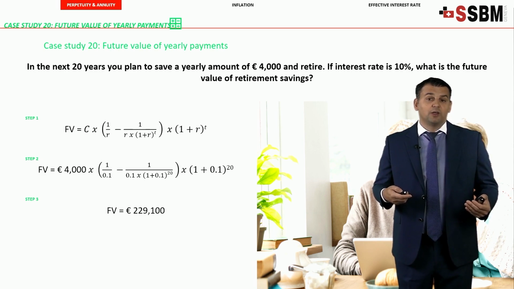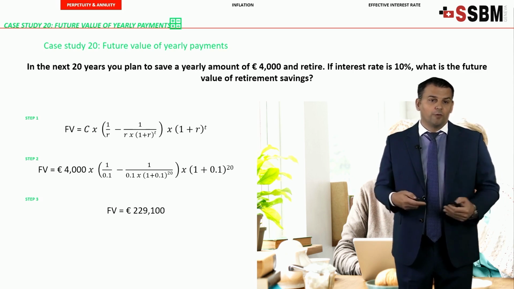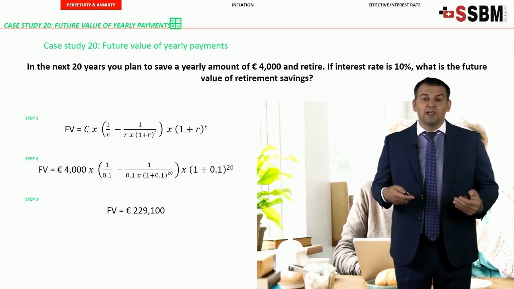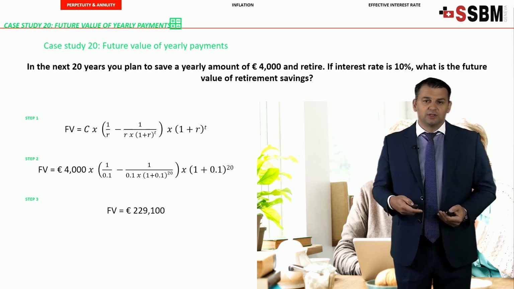The only big question here is whether they will really be able to find a bank or financial institution to give them a 10% fixed interest rate over 20 years, which is not very realistic in most countries with lower risk.